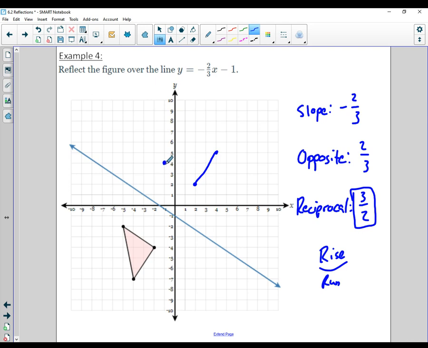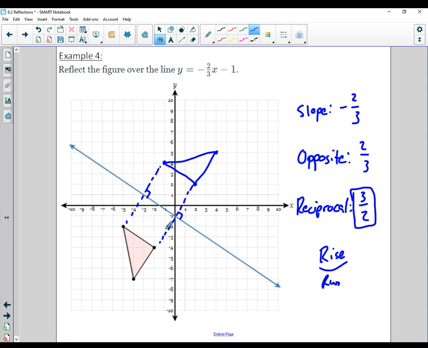And then I do my best to connect these on the tablet. That would be my new shape after being reflected. So the whole gist is find your slope, find the line that's perpendicular, right? So what this is saying is if I go from this, that's a reflection. And these lines are perpendicular.